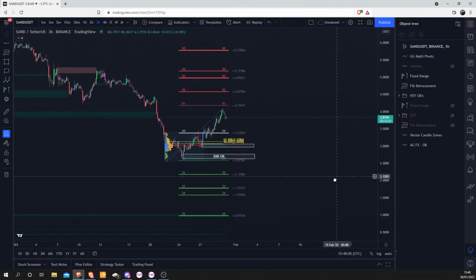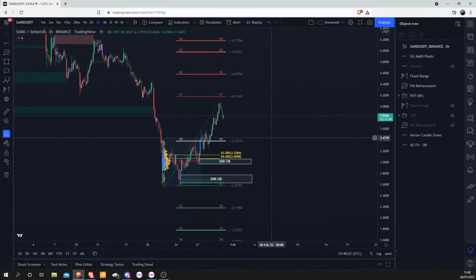Yeah, but we'll cross that bridge when we get to it. But I do like that as maybe a scalp level.